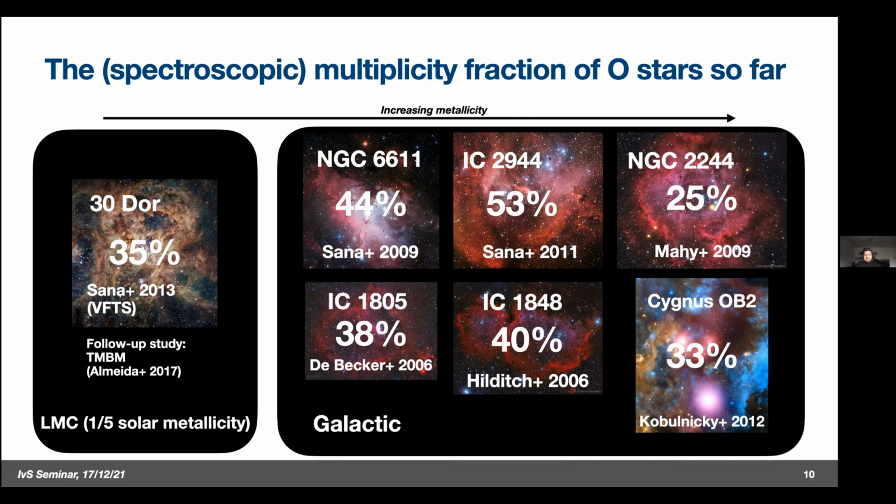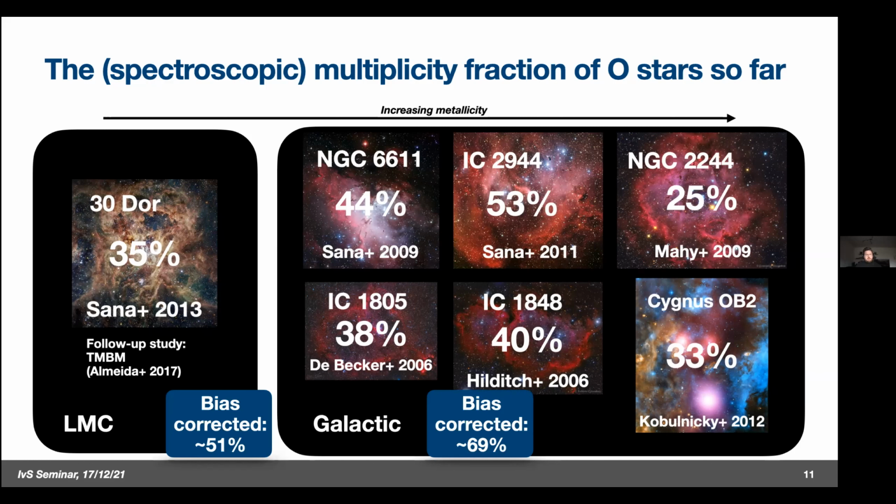Also there are numerous studies, as I mentioned, of O stars in galactic clusters. And I must stress that all of these binary fractions are the minimum binary fractions for these stars, and they do not take into account the observational bias. But when we do, we see that, yeah, a lot of O stars are in binary systems. In the LMC, 51% are expected to be in binary systems, and in the galaxy, 69% are expected to be in binary systems also.